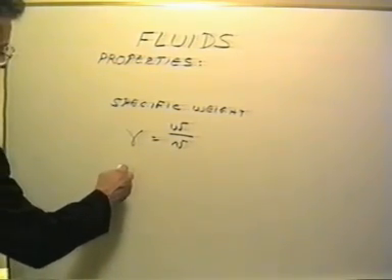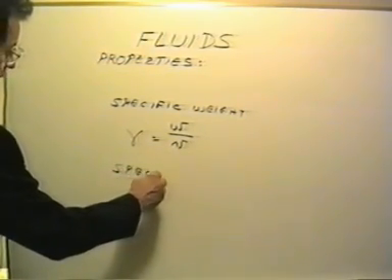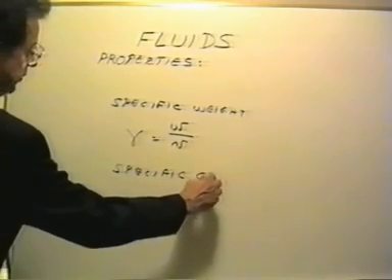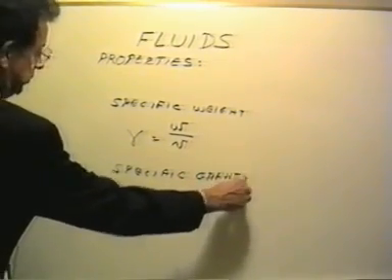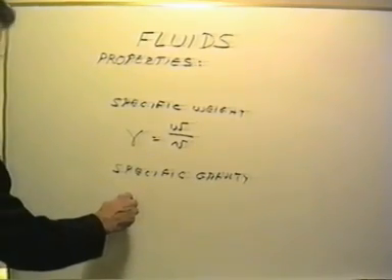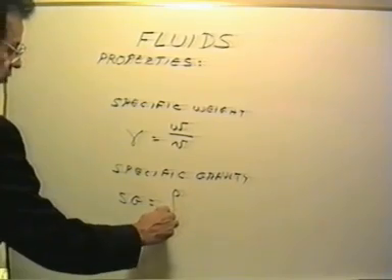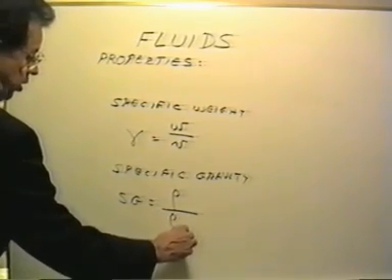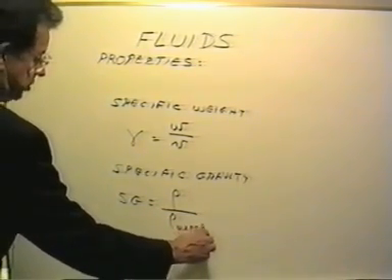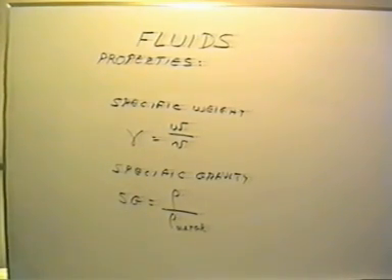Another significant property is that of specific gravity. And specific gravity of a fluid is measured this way. We take the ratio of the density of the fluid and divide it by the density of water. So it becomes a dimensionless quantity. It just shows how dense that fluid is compared to the density of water. Something that's more dense than water would have an SG greater than 1. And something that's less dense than water would have a specific gravity that is less than 1.